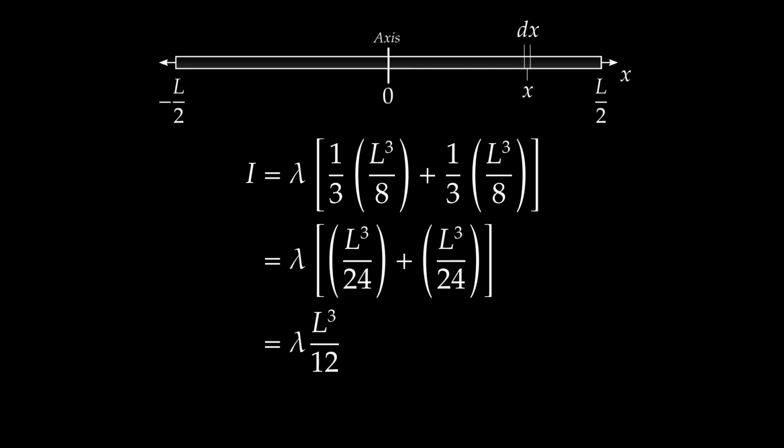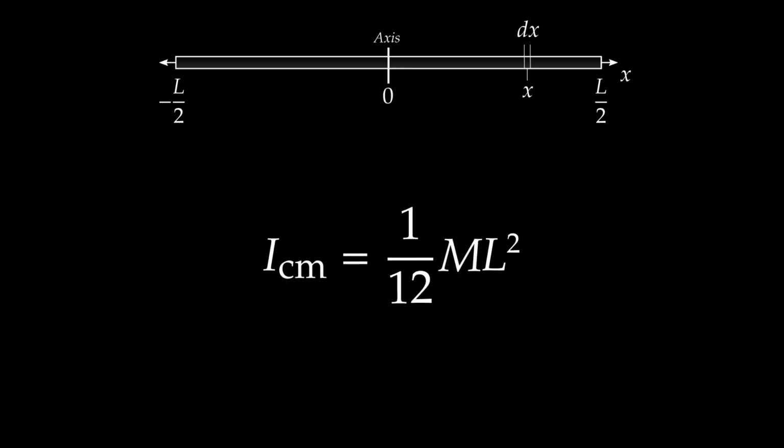So I have lambda L cubed on 12. Well, I'm not going to leave the lambda in there. Remember that because the mass is uniformly distributed, lambda is equal to m over L. So making that replacement, I get the very well known result that the moment of inertia of a uniform rod about its center of mass is 1/12 ml squared.